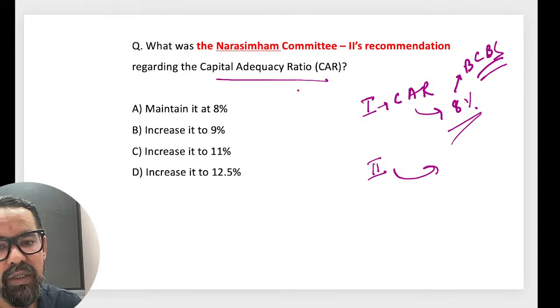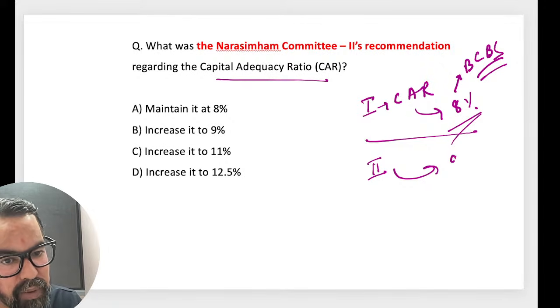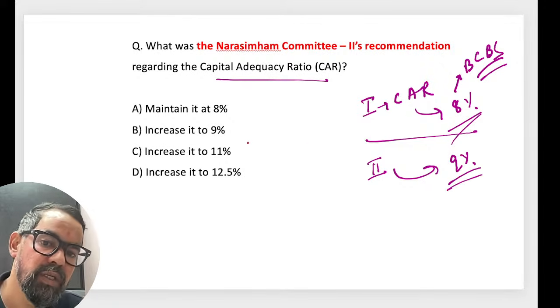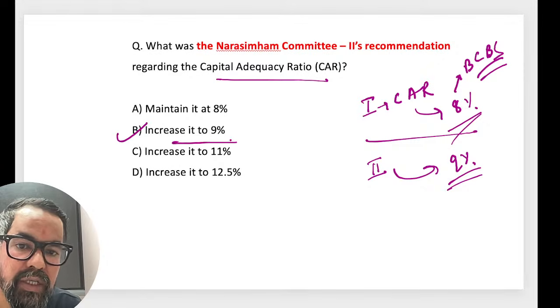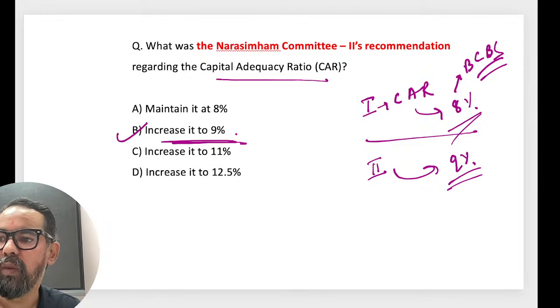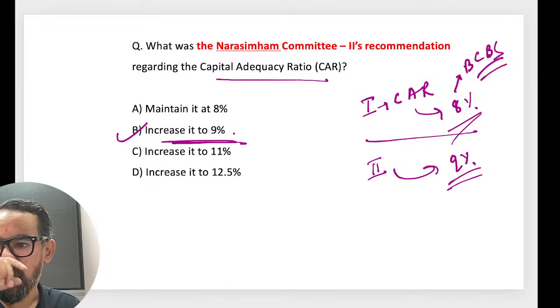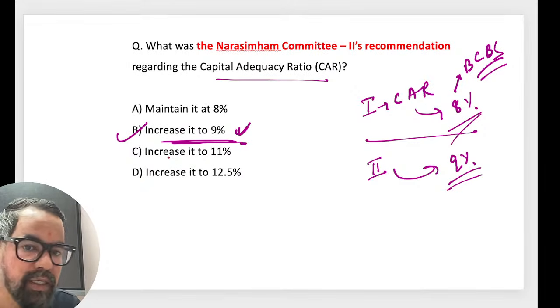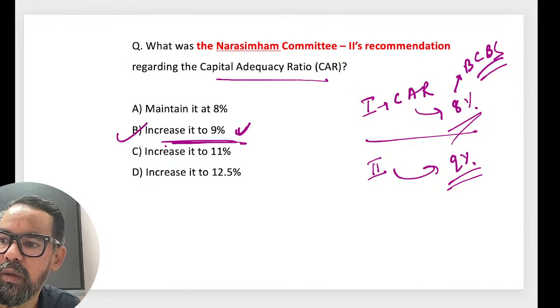Krishna sir. Now during these recommendations 2, we increase this particular one by 1%. And it is 9%. Even today also it is how much? 9%, ठीक है. Today also it is 9%, ठीक है. So it is increased to 9%.